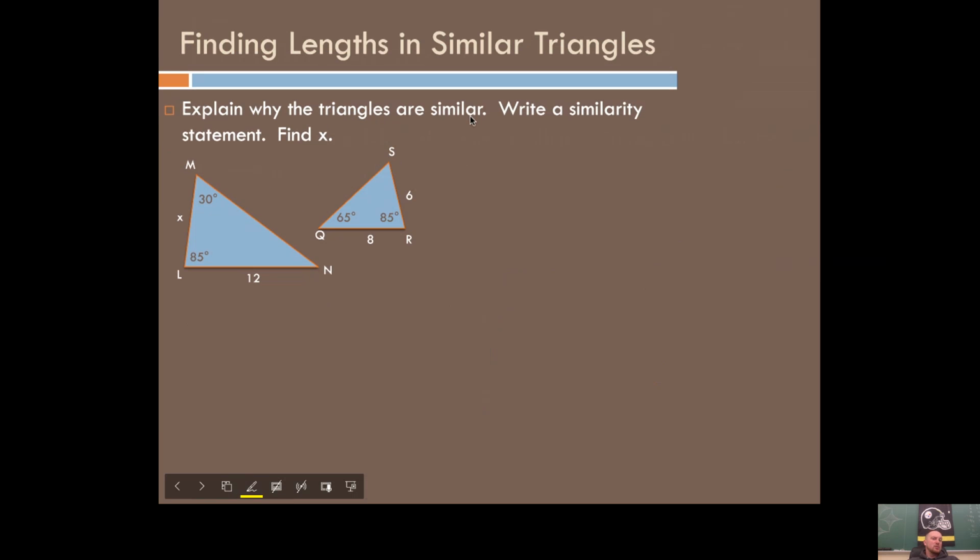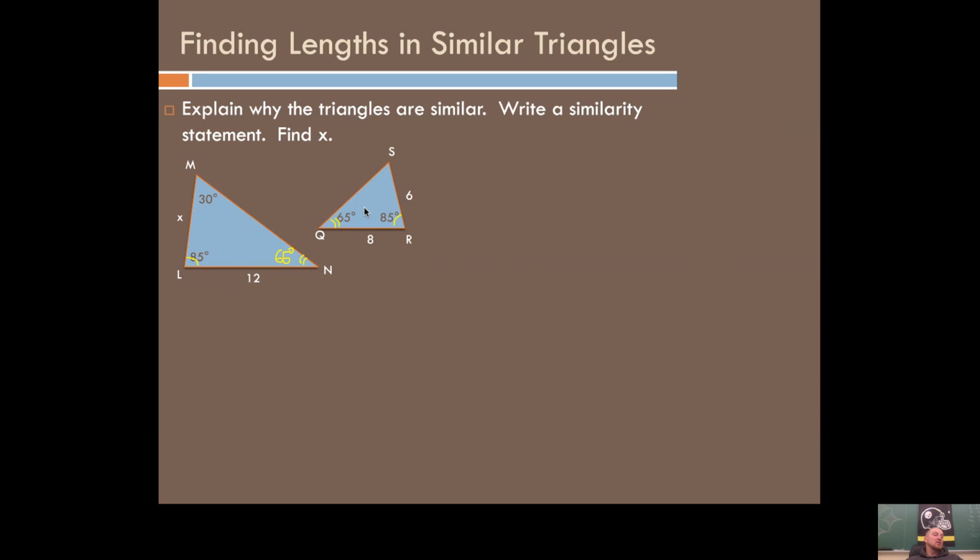Explain why these triangles are similar. Write a similarity statement and find X. I see a pair of congruent angles. That's nice, but it's not enough. I know this angle is 30, so if that's 85 and that's 30, that's 115 degrees, which means I've got 65 degrees left for this one. And that matches this one.